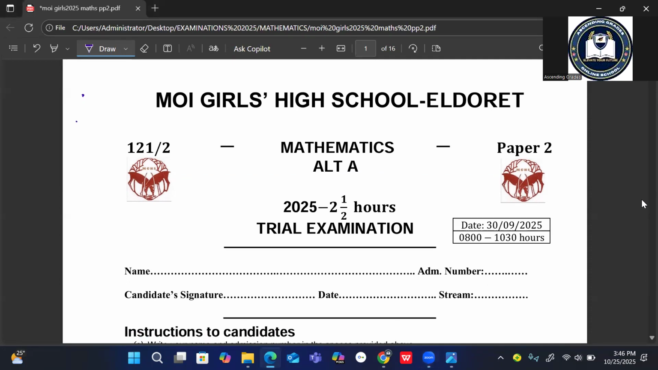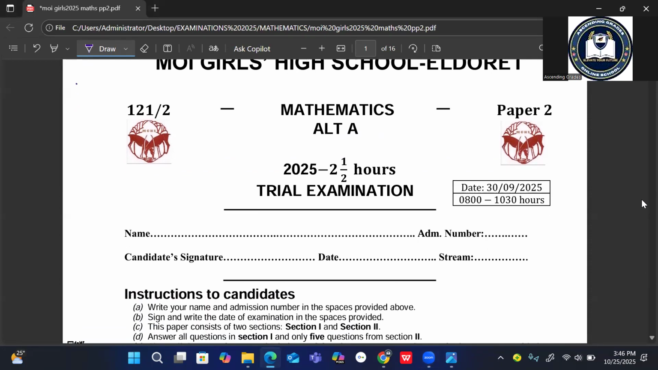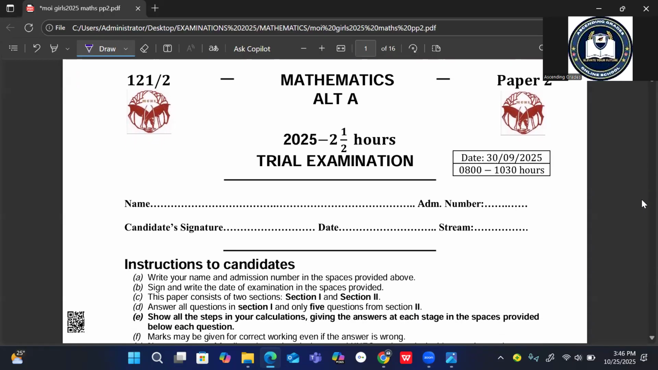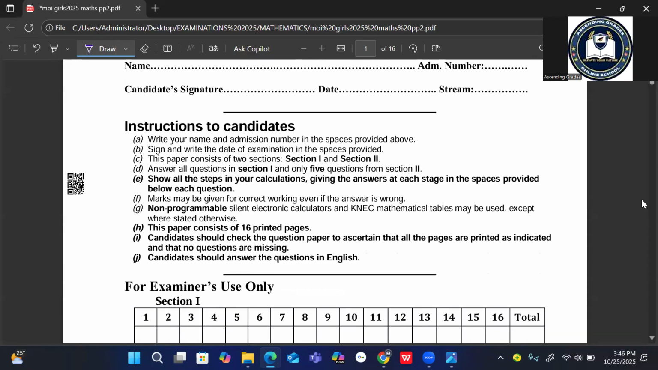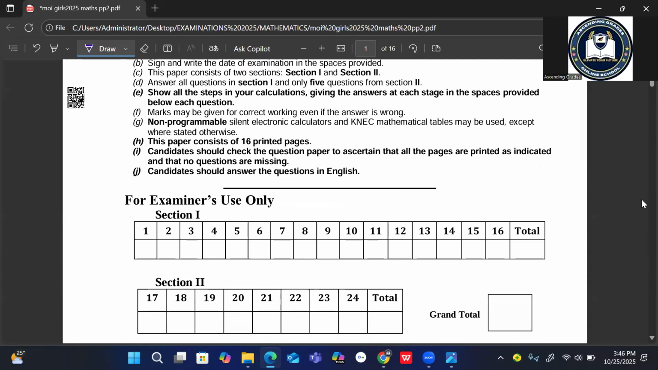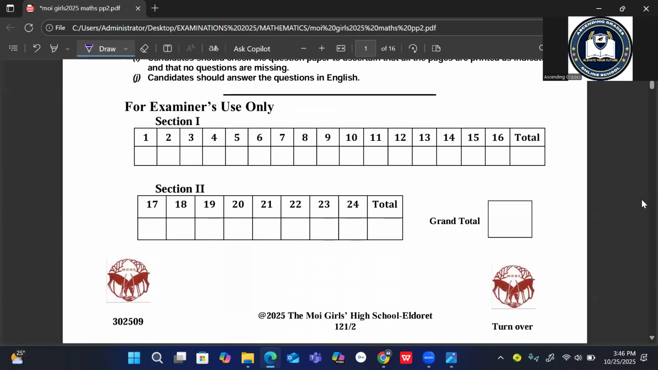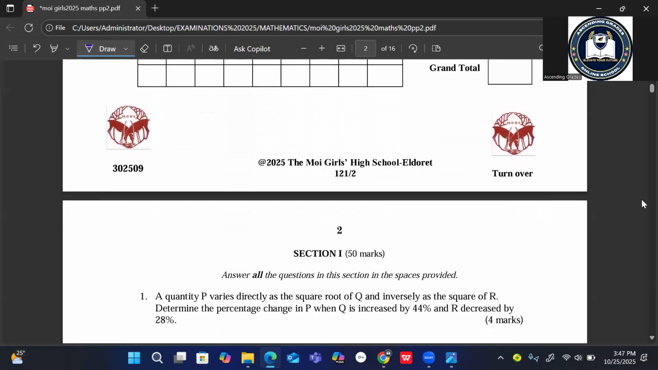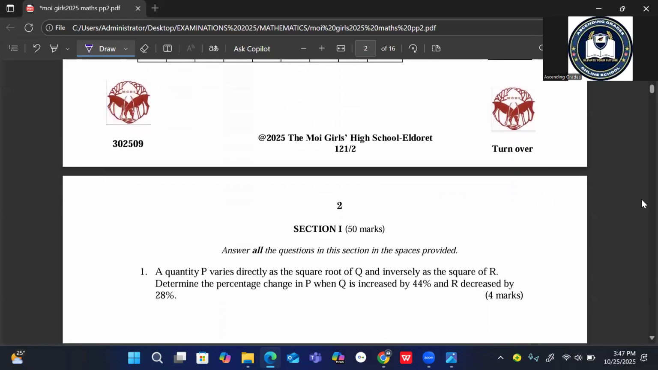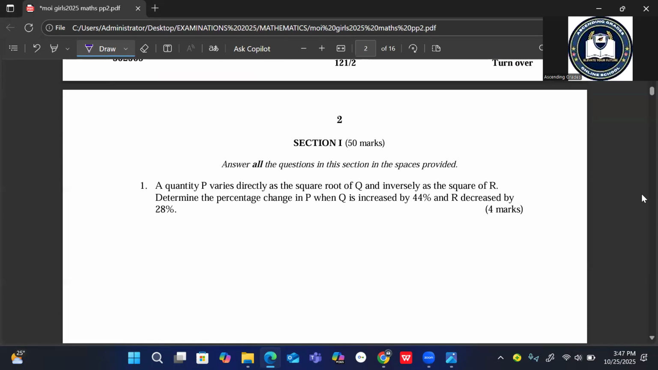So you can see the instructions to the candidate. They are usual, so you go through them. Then we move straight to section 1, which carries 50 marks, and you're asked to answer all questions in this section in the spaces provided. So make sure you're answering your questions in the spaces that you are provided with.